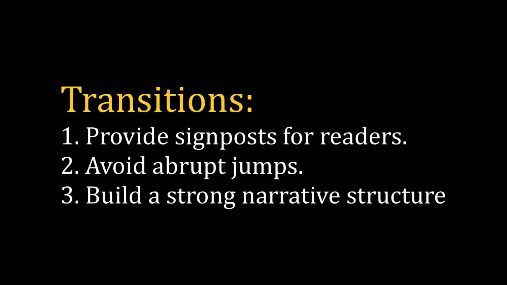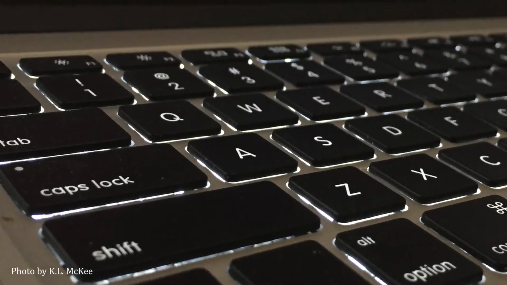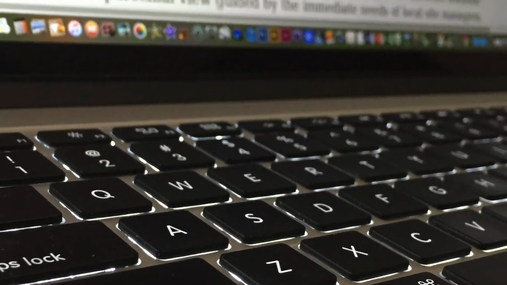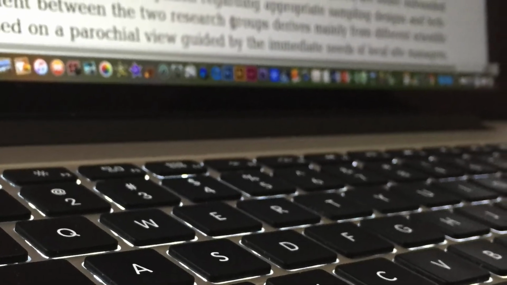The point of using transitions is to provide signposts to readers that help them see where you are going and how you got to your conclusion. Transitions also help you avoid what seem to the reader to be abrupt jumps from one point to another. They link sentences, paragraphs, and sections, helping to build a strong narrative structure. Skilled writers can often add transitions as they write. Others may need to get their ideas down first and then go back and add transition words, sentences, and paragraphs.